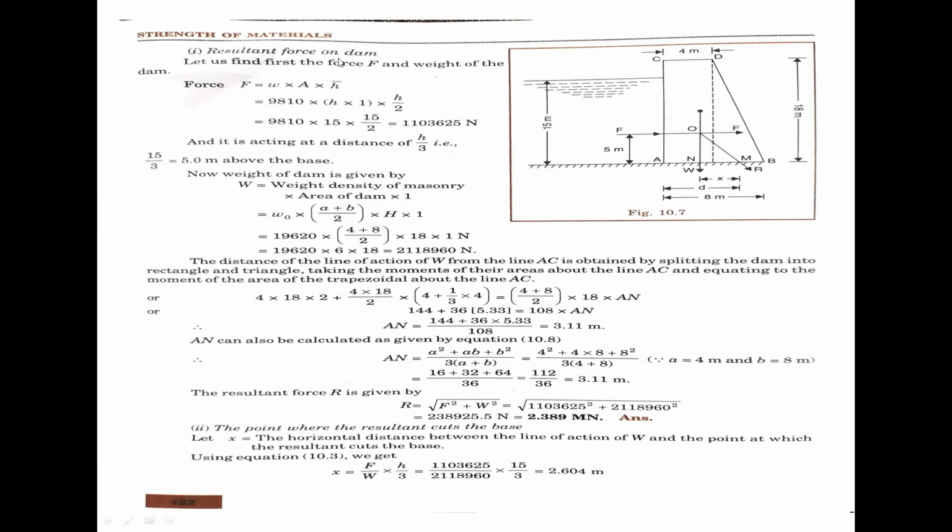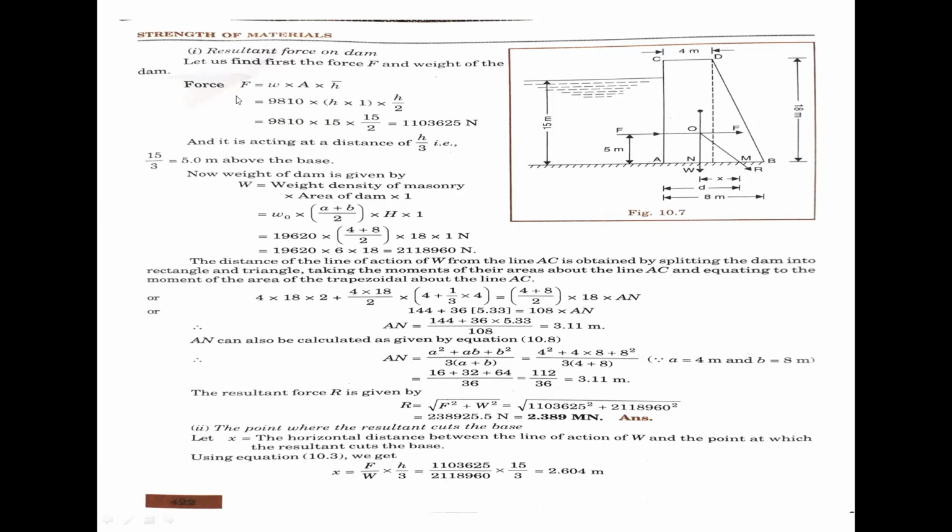First, you have to calculate the resultant force of the dam, capital F. See the diagram. O is the center of gravity. Now F acts at h by 3, which means 15 by 3, that is 5 meters from the base. So the force will be acting, capital F.